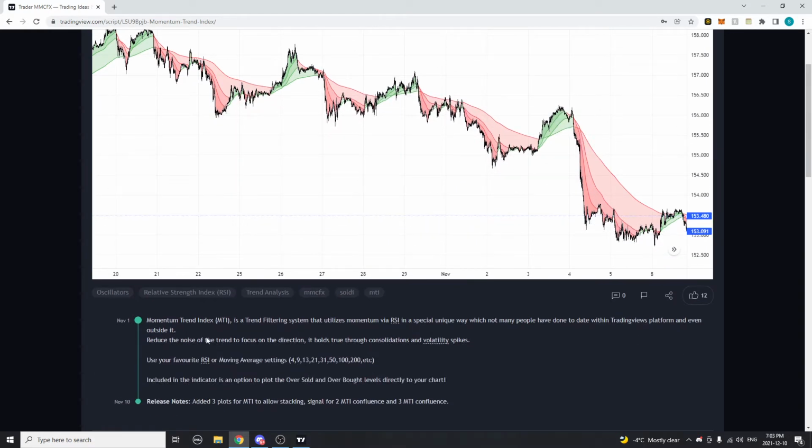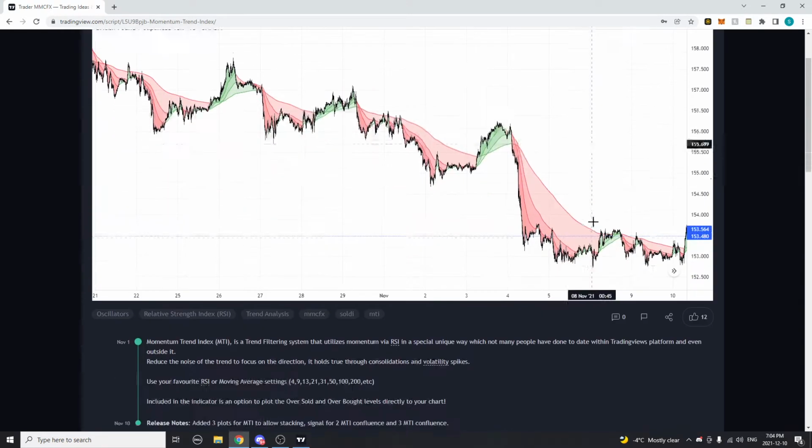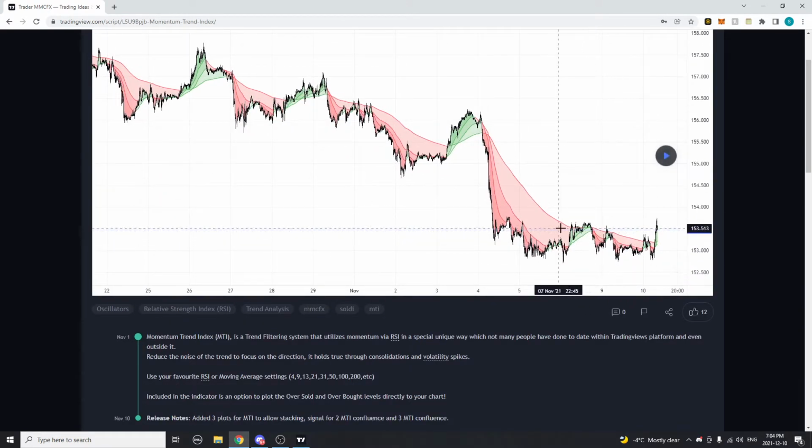So it's meant to reduce the noise of a trend and to focus on direction. It holds true through consolidations and volatility spikes. So as you can see, as volatility shifts and there's price consolidation, these moving averages, I'm going to call them, but these momentum trend lines stay true to the actual trend. And even through here, you can see how it kind of stays true within here to show you that, yes, we're still in a sell and it's still a downtrend.